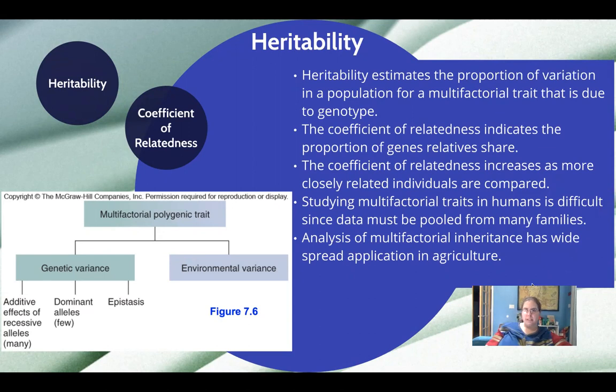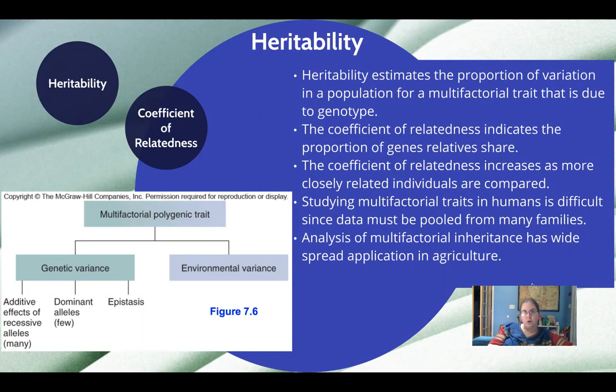So, heritability. Heritability estimates the proportion of variation in a population for a multifactorial trait that is due to genotype. So heritability is looking at the different expressions of a trait based solely on the genetic aspect. So even though this is a multifactorial trait, and we know that the environmental factors will affect it, heritability tries to figure out just the genetic contribution.